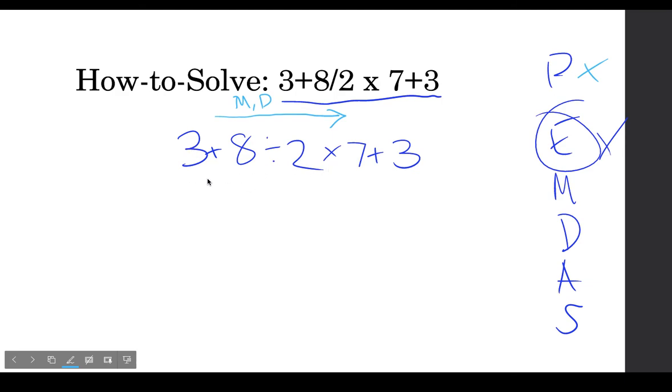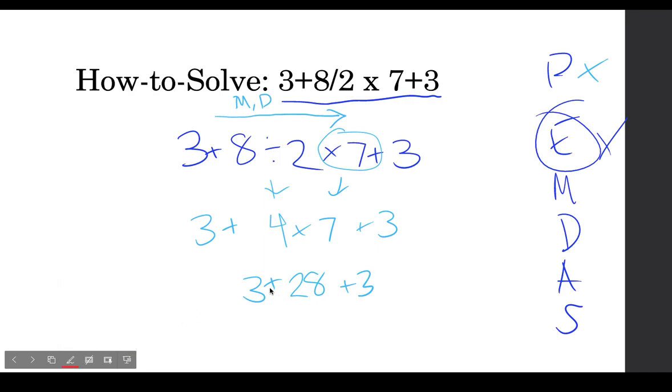8 divided by 2 is 4. And then if we keep moving just a bit, we have a times 7. This is multiplication, and so let's just bring that down. So 4 times 7 is our multiplication statement, and then let's just add the plus 3 here. 4 times 7 is 28. And so now let's solve addition and subtraction left to right. 3 plus 28 is 31. And then we have our plus 3. So 31 plus 3 is going to be our answer, and our answer is 34.